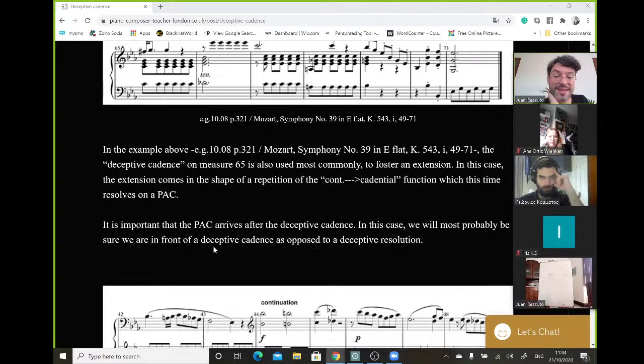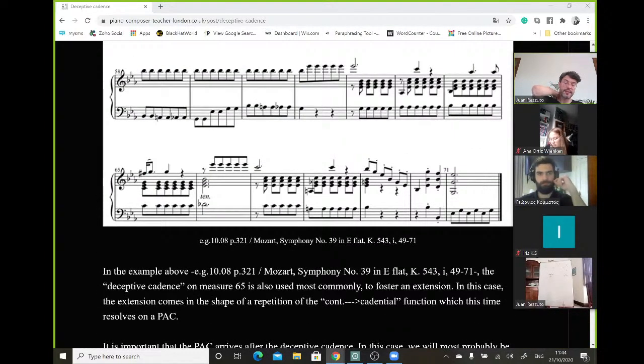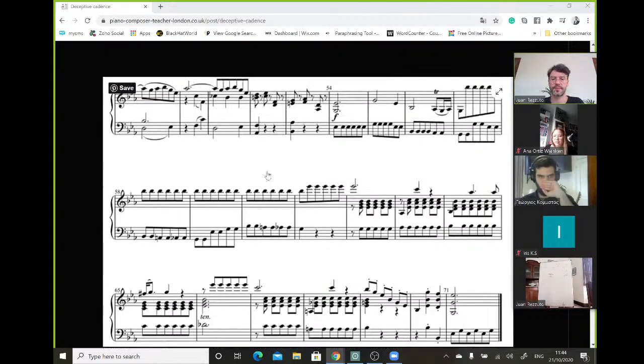It is important that the PAC arrives after the deceptive cadence. In this case, we will most probably be sure we're in front of a deceptive cadence as opposed to a deceptive resolution. This example probably is there because when you hear it, it's not extremely clear, but when you see it in the score, it makes a lot of sense. So let me see.